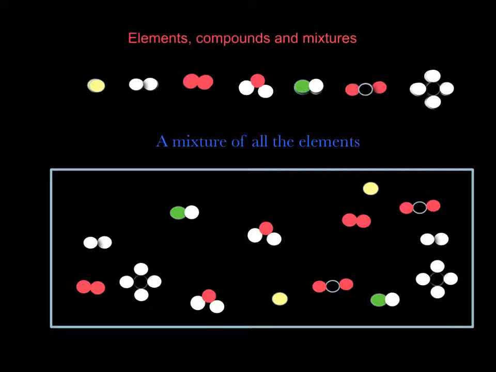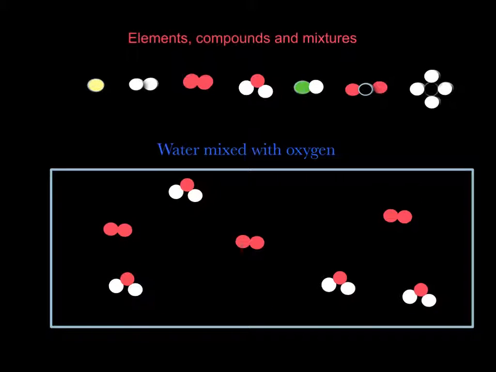This is a mixture of all elements, so it's got one of each of the things from the list above. This is water mixed with oxygen because the red and white is water because it's H2 and O, and the red molecule elements bonded together is just O2, which is oxygen.